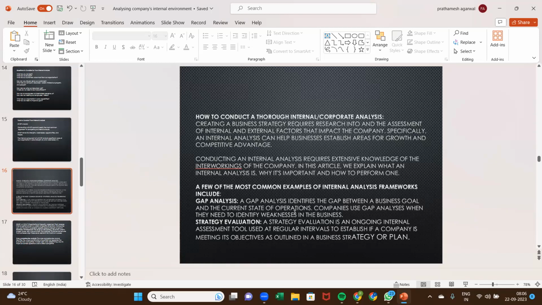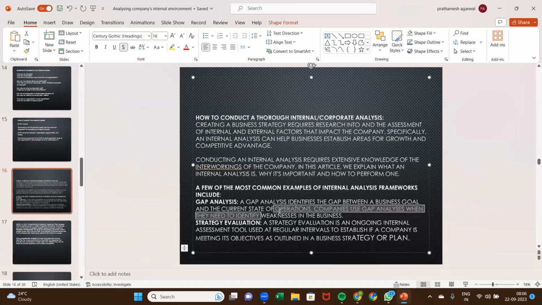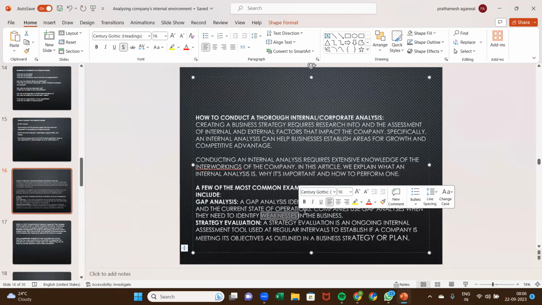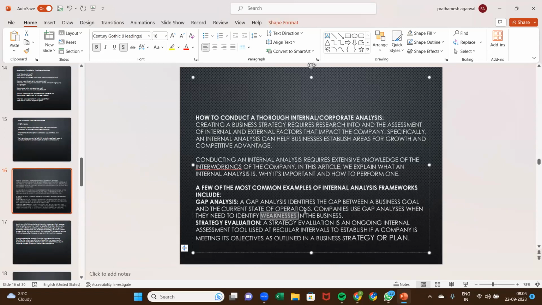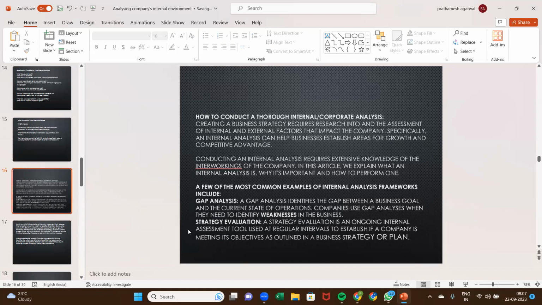Companies use gap analysis when they need to identify the weaknesses, because the more the weakness, the more the gap. Then strategy evaluation. A strategy evaluation is an ongoing internal assessment tool used at regular intervals to establish if a company is meeting its objectives as outlined in the business strategy or plan. Right? Strategy evaluation.